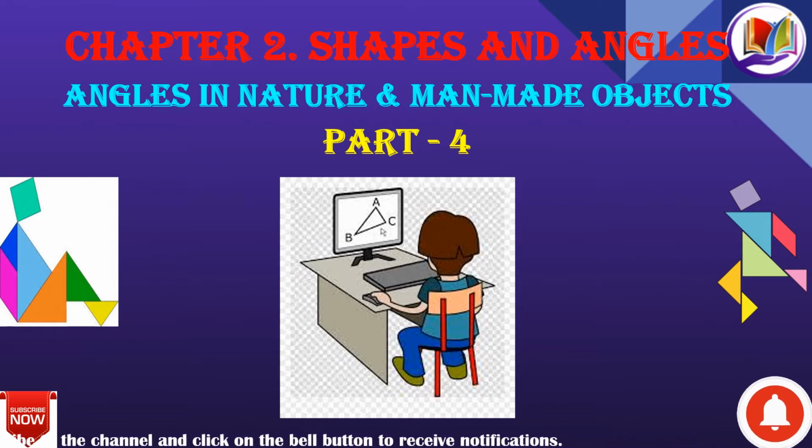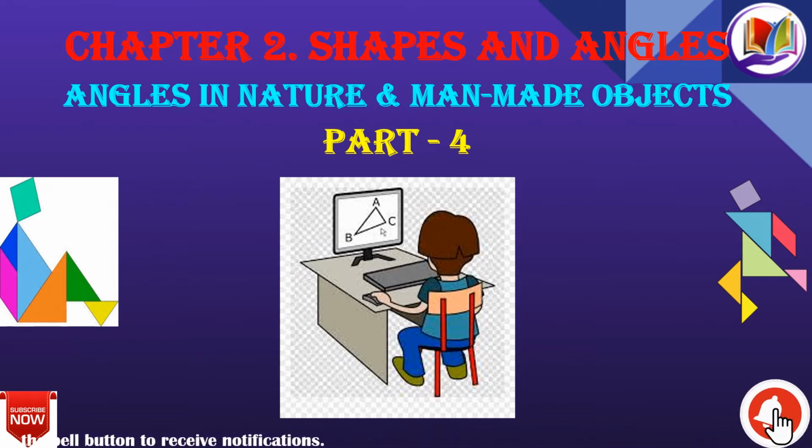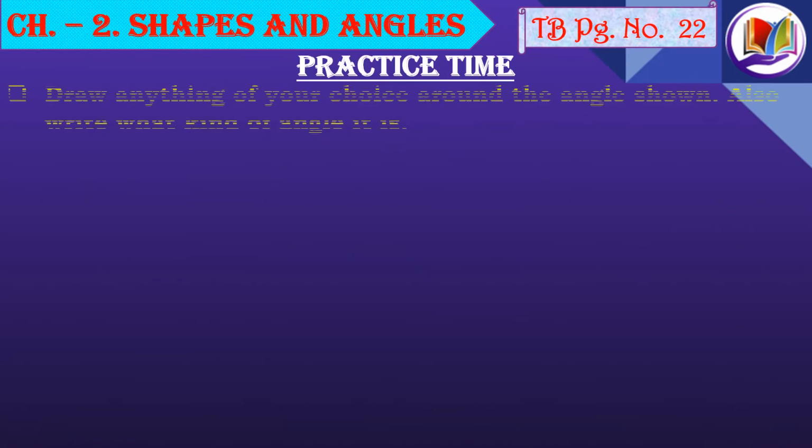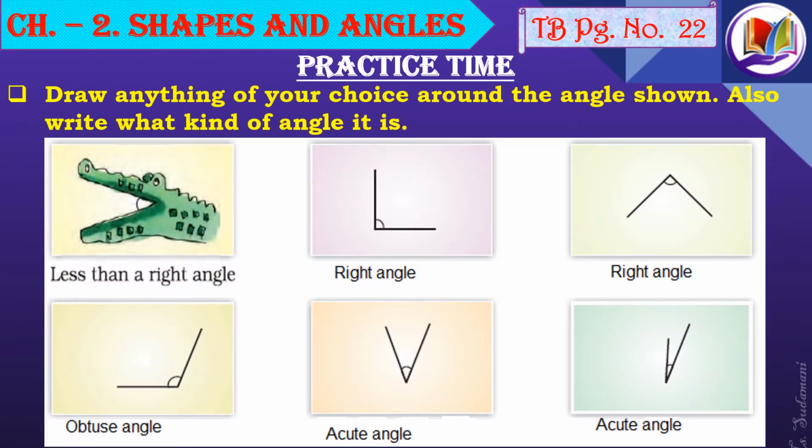Our today's topic is angles in nature and man-made objects. So let's go ahead and see it. Now children, here we have been given different angles, that is right angle, obtuse angle and acute angle, and we have to draw any object of our choice around it. So let's go ahead and do it.